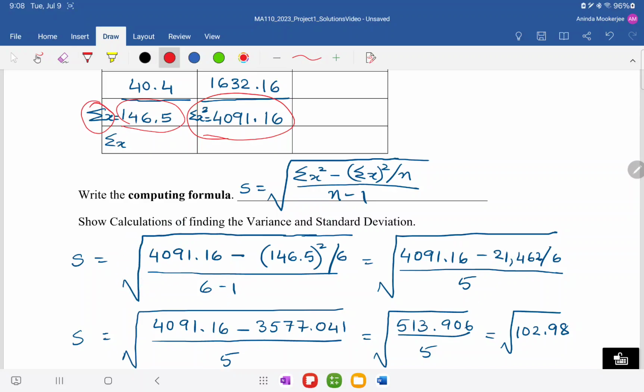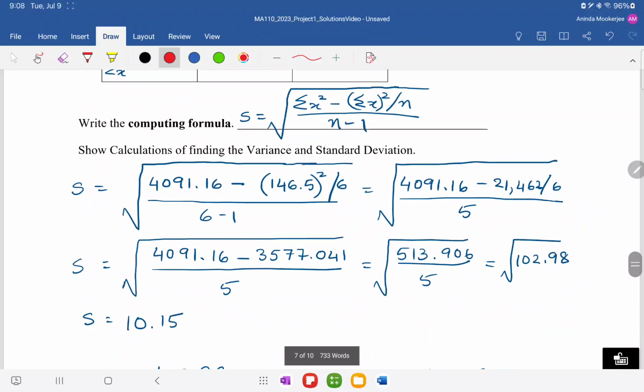Again, show your steps and also your calculations. It will make things easier for you. So 146.5 whole squared is 21,462 divided by 6. And then remember, division comes before addition and subtraction. So you have to complete this part, the division part in the numerator, and then subtract the result from 4091. So that's what we did here.